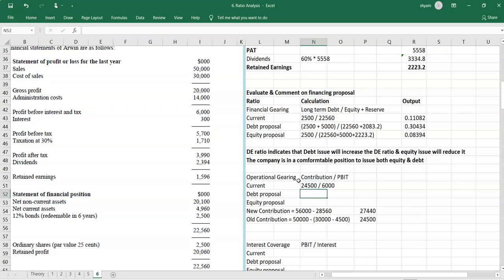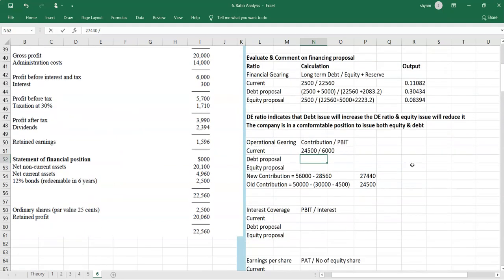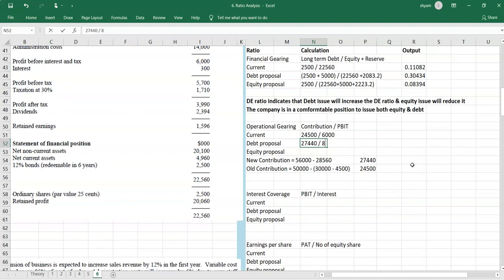See, whether we are going to go for debt issue or equity issue, it's going to be the same. So it's going to be 27,440 divided by PBIT. So PBIT is actually the same number. It is 8240.